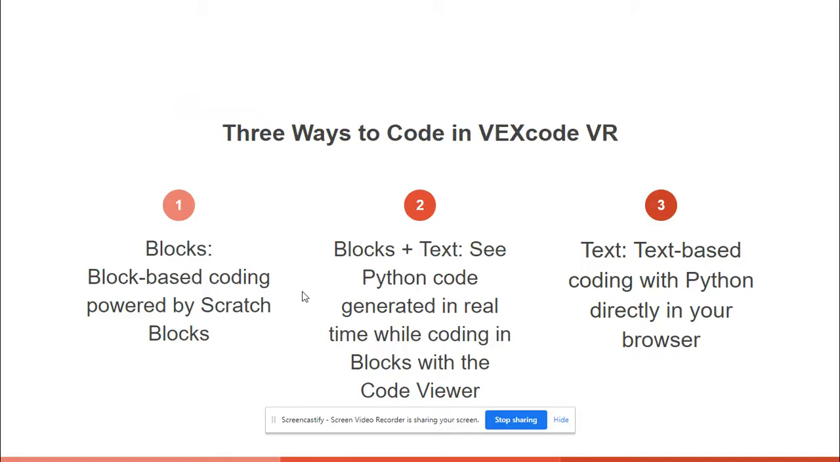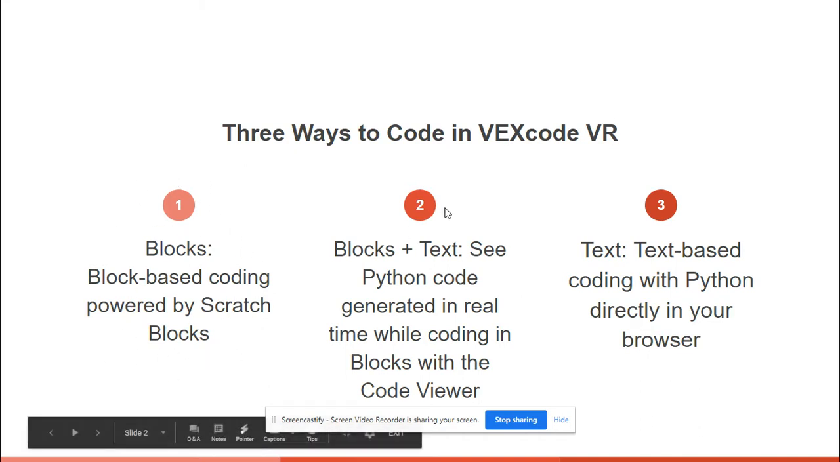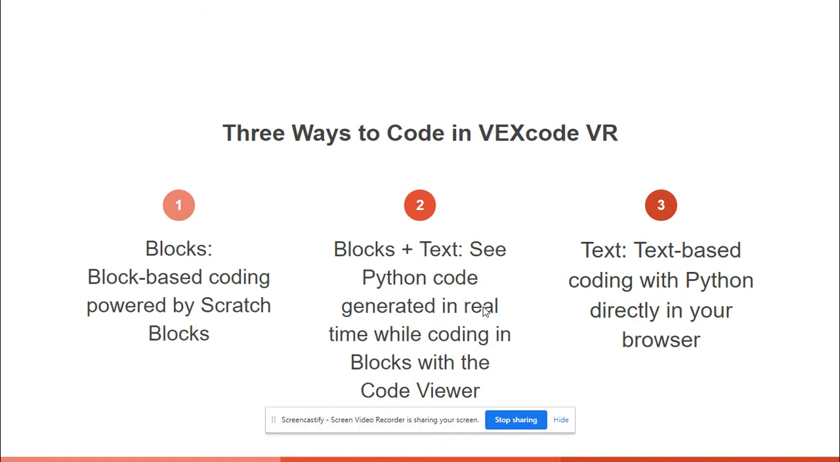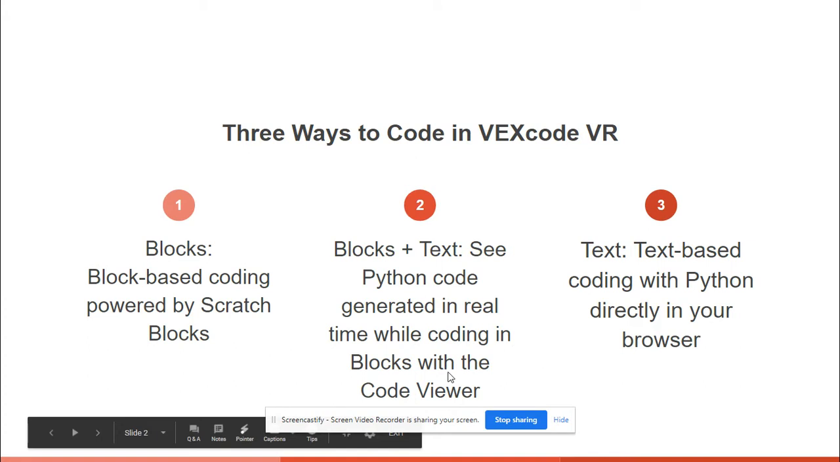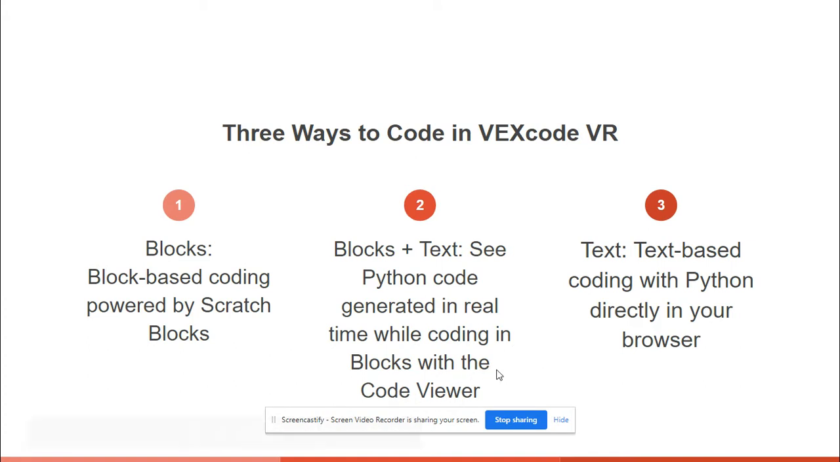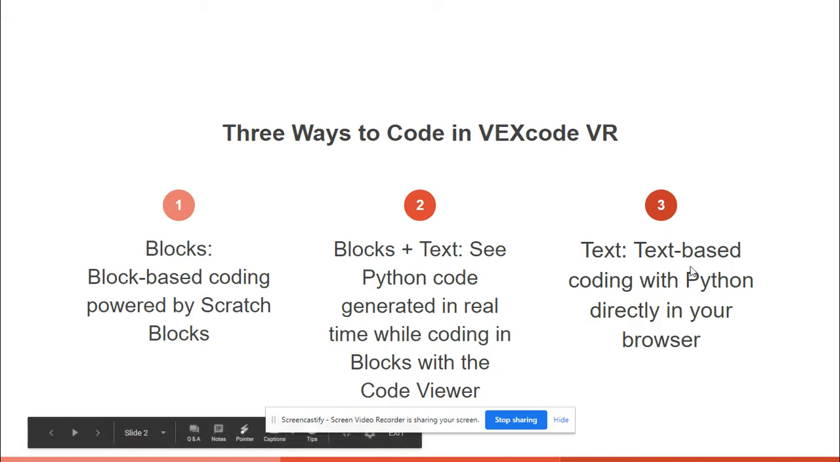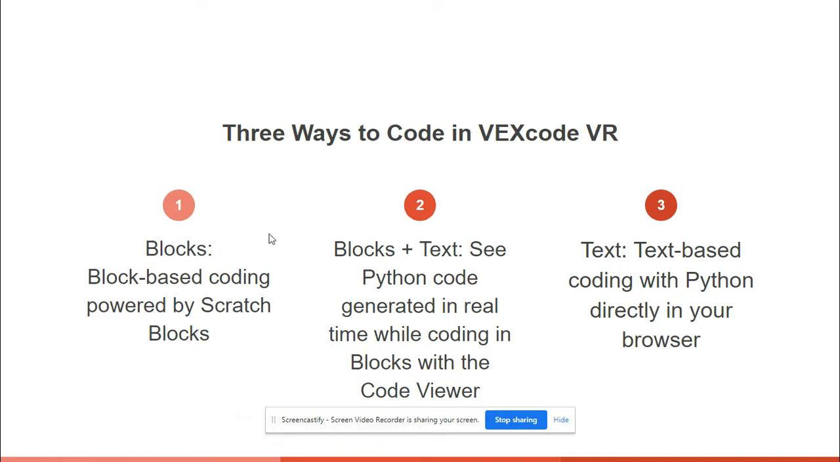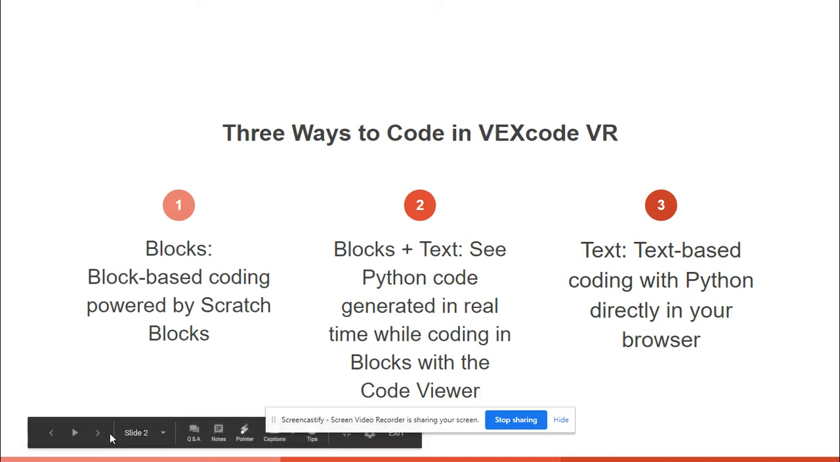There are 3 ways to code in Vex Code VR. First, we have the blocks, which is the block-based coding powered by Scratch blocks. Maybe you've seen Scratch before or code.org. It's going to look similar to that. The second way is blocks plus text. See the Python code generated in real time while coding in blocks with the code viewer. Or 3, text-based code with Python directly in your browser. So those are our options.